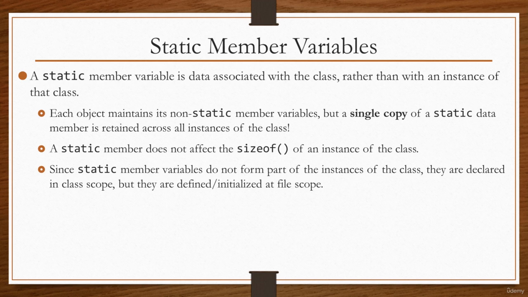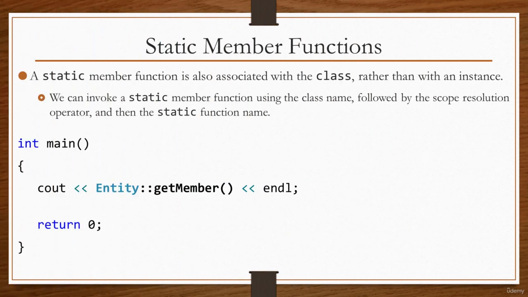A static member doesn't affect the size of an instance of the class, since the static member variable doesn't really form part of the instances of the class. Again, they are declared in class scope, but they are basically defined or initialized at file scope. The static member function is also associated with a class, rather than with a particular instance of the class. We can invoke a static member function using the class name, followed by the scope resolution operator, and then the static function name. So in other words, we can use the static member function without having an instance of the class.